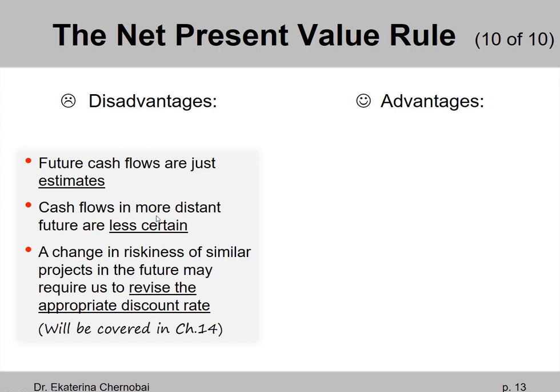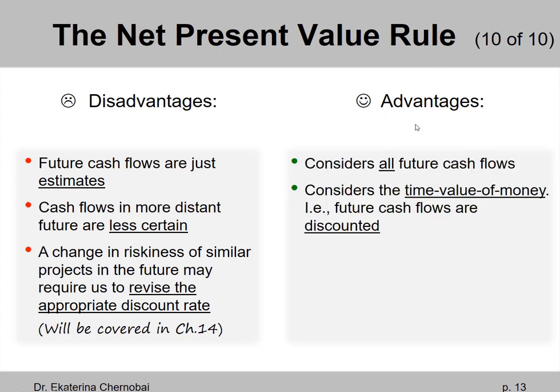Then not only are the cash flows themselves a problem, but also the discount rate has some embedded problems in it. This is something that will be covered in chapter 14 in this class. And the idea is the discount rate is something that may be changing over time. And it has to do with the riskiness of the project and a bunch of other things that we will see in chapter 14.